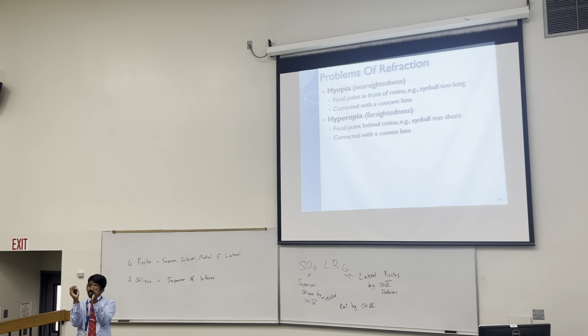Here we say the eyeball is too short. Now the focal point is actually behind the retina. So we want the rays now to come in even closer. So it was going like that. We want them becoming closer so they will focus on the retina. Here we would use a convex lens.